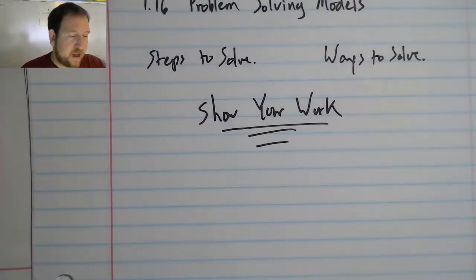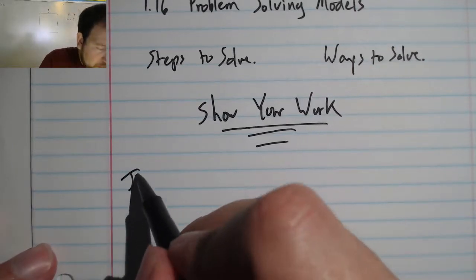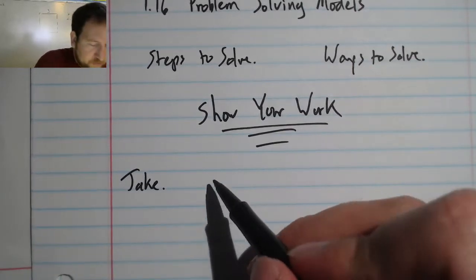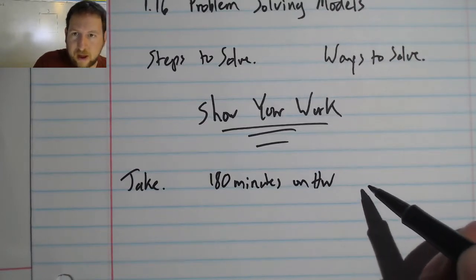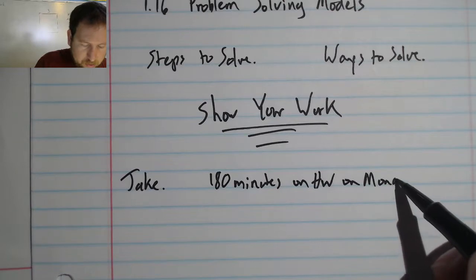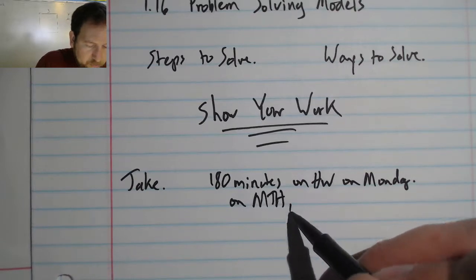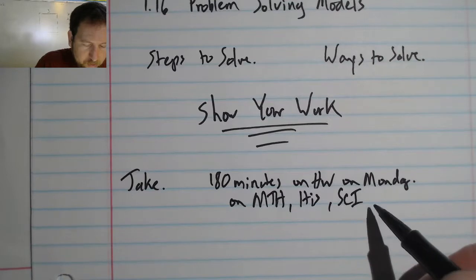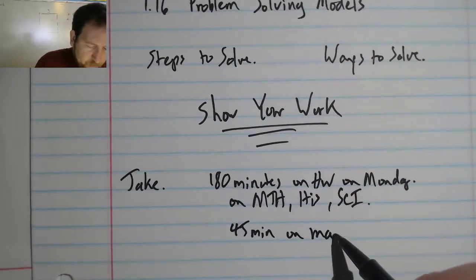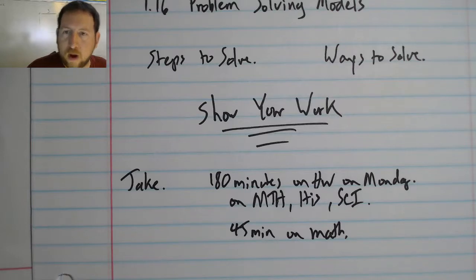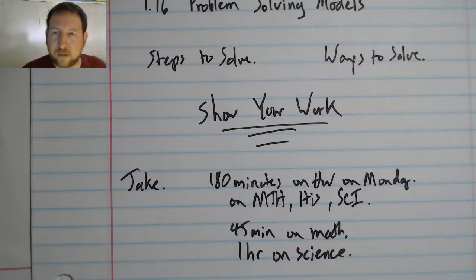Okay, let's take a look at an example, and we can see what this is going to require. Let's look at Jake here. Jake spent a total of 180 minutes on homework. And on Monday, doing math, history, and science. He spent 45 minutes on math. He spent 1 hour on science. The question is, how much time did he spend on history?